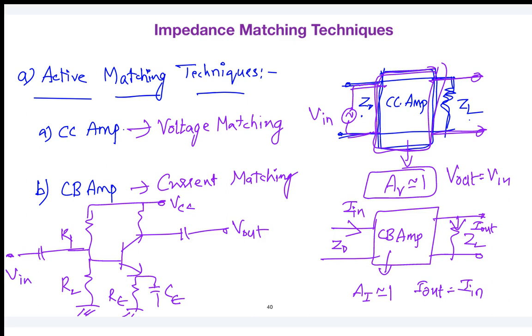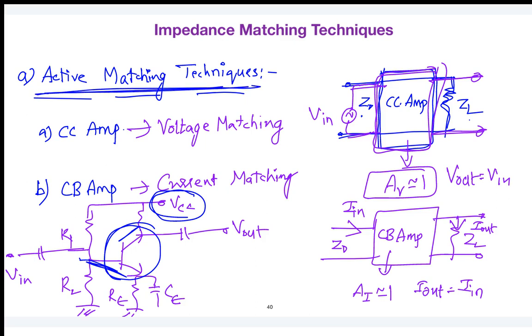What will happen if you want to make sure that this transistor works in the linear region? The base-emitter junction should be forward biased and the collector to base junction should be reverse biased. That will happen by applying a certain DC voltage. So the main problem with the active matching techniques was that they require DC voltage biasing in order to make sure that the transistor works in the linear region.